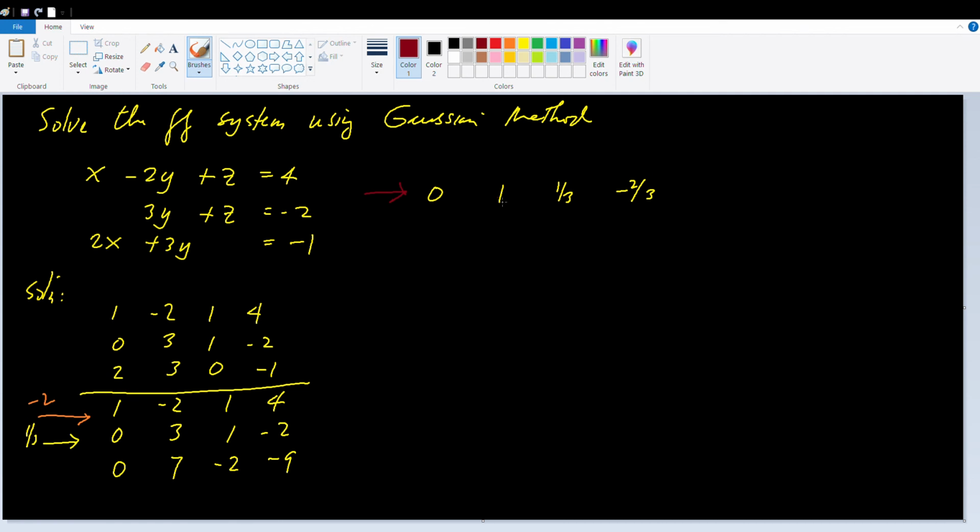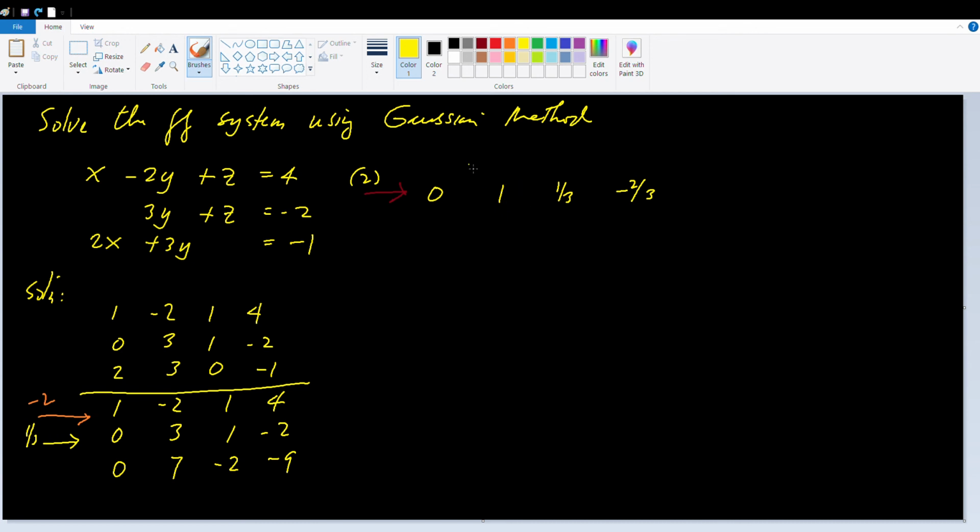The entry above this leading entry along the second column should be 0. So I'm referring to the entry negative 2. So we have to turn that into a 0. So we multiply this by positive 2. So 2 times 0 is 0 and 1 is 1. 2 times 1 is positive 2 minus 2 is of course 0. Then 2 times 1/3 is how much? Sorry. Since we are using the Gaussian method, there is no need of making the element above 0. So I'm sorry about that.